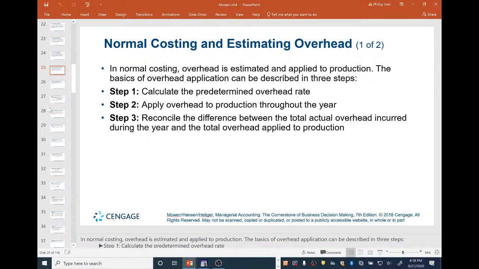Okay, normal costing and estimating overhead. So now we're going to get into our first little calculation here. In normal costing, overhead is estimated and applied to production. The basics of overhead application can be described in 3 steps. The first step is to calculate the predetermined overhead rate. The second step is to apply overhead to production throughout the year. And step 3 is to reconcile the difference between total actual overhead incurred and total overhead applied to production, okay?